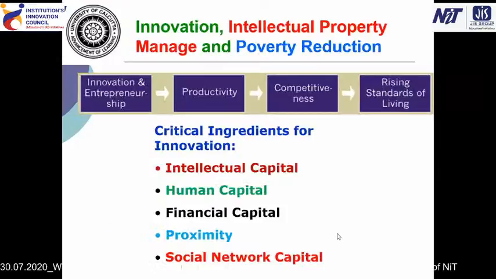Next. This one is innovation, intellectual property management, and poverty reduction. For poverty reduction, intellectual property management is very important. Invention and innovation are a vice versa system. Without innovation, no invention is successful. See that: innovation and entrepreneurship, then productivity, then competitiveness, then rising our standard of living. When our standard of living is rising, poverty should be eliminated.